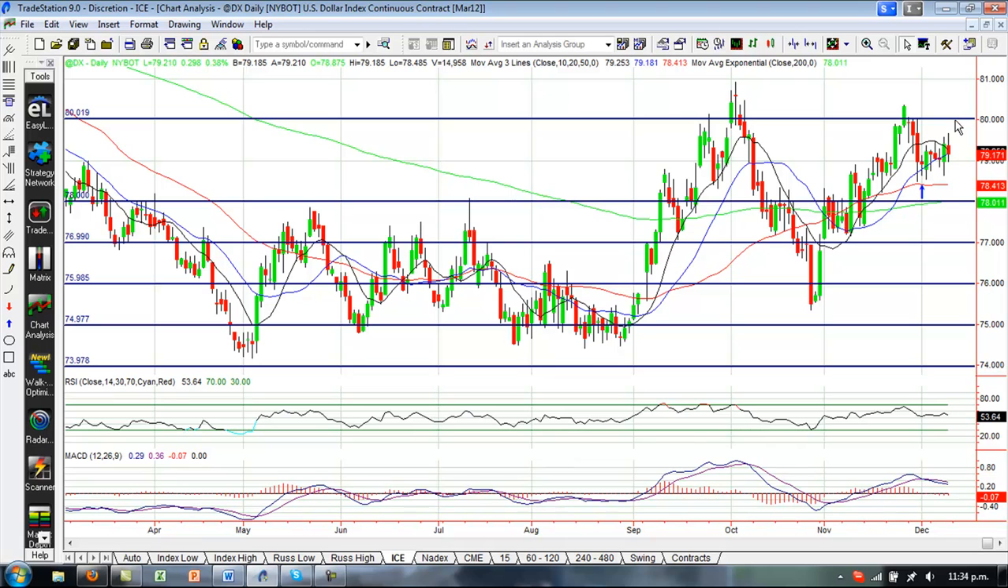I'd prefer short trades as of this moment in time. That could have changed by the time the market gets to 80. So I'll be watching 80 very, very closely. And I'll also be watching 78 to the downside.